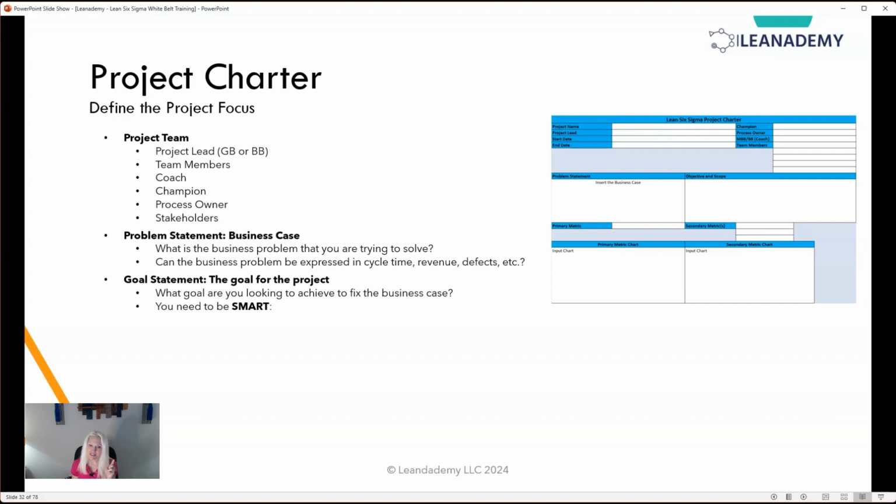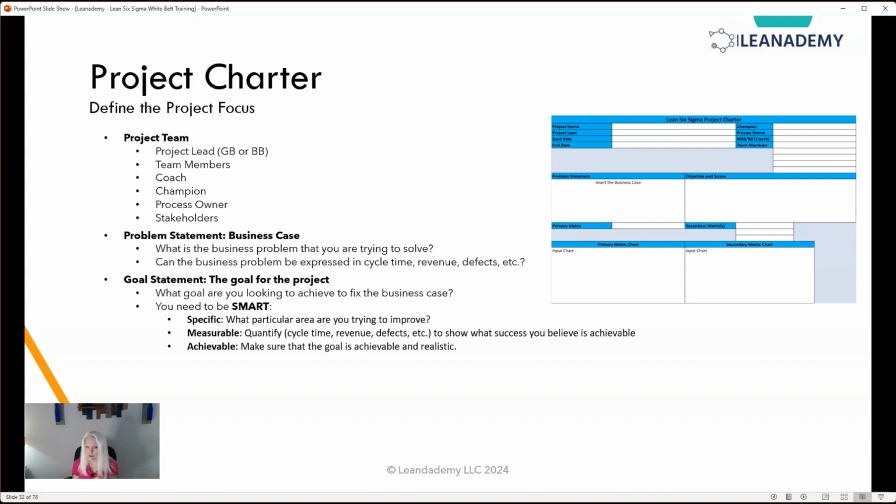And just remember, you need to be SMART. So what I mean here is, you need to be specific. What particular area are you trying to improve? We've got measurable. We want to quantify, right? To show what success you believe is achievable. And when we talk about achievable, you want to make sure that goal is achievable and realistic within the time that you set. So we want to be realistic here, right? What can be achieved in the time and resources available to you and the project team?